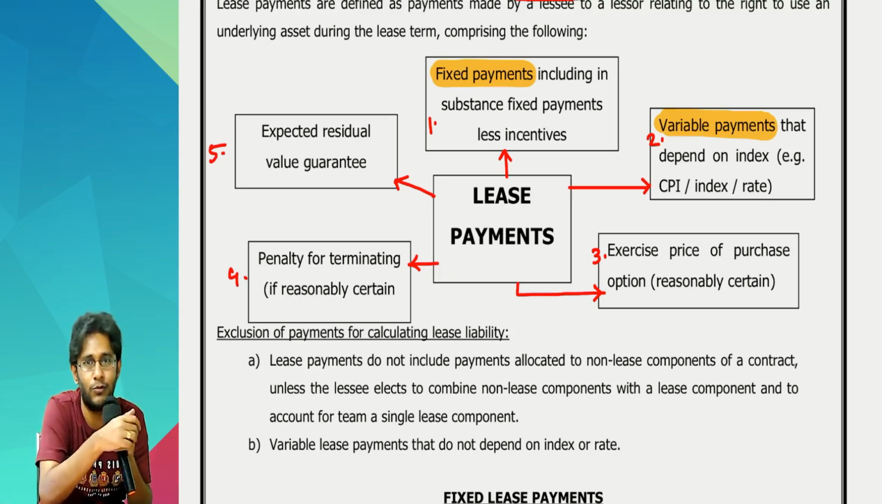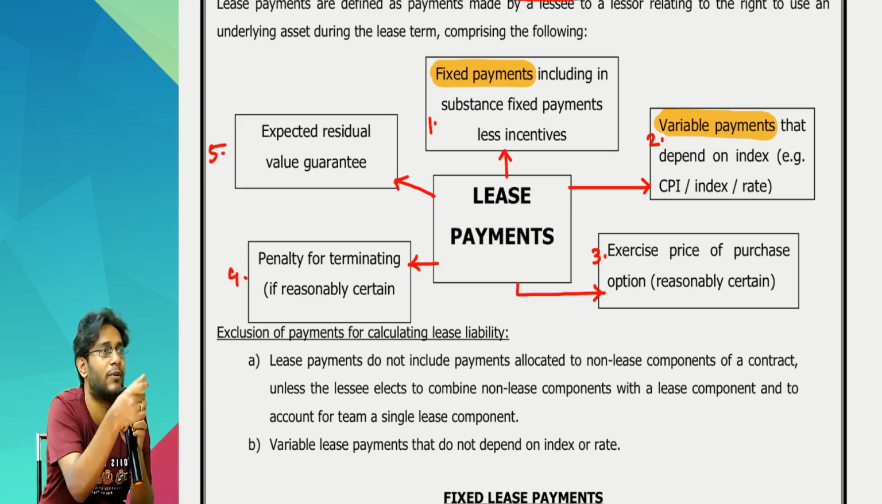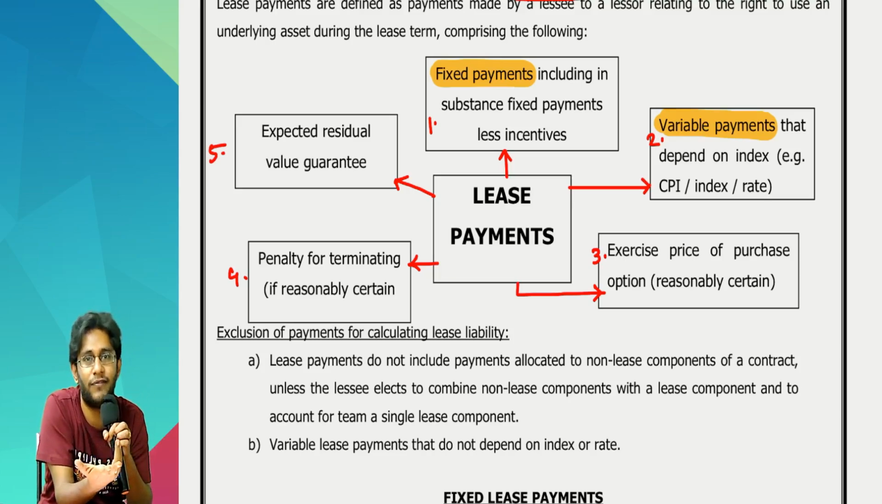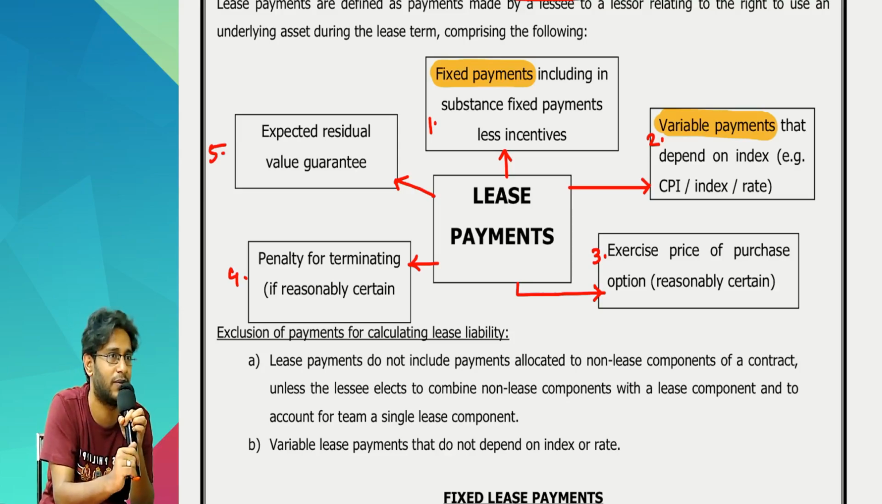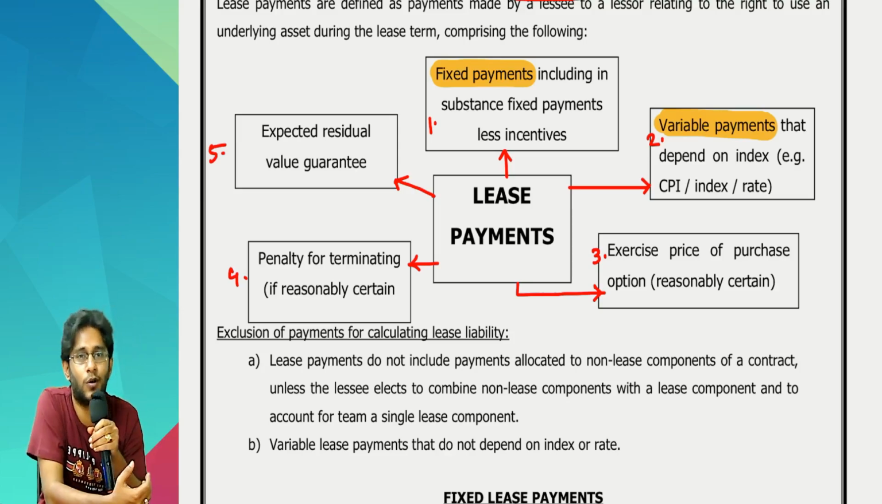But even though it sounds like how much I will receive is variable on rain, true. Even though it is variable on rain, what is variable is the additional 1,000. The first 1,000 is anyway fixed. I have to pay whether it rains or it doesn't rain. That kind of payments are called in substance fixed payments.